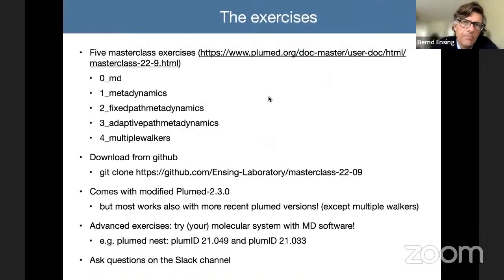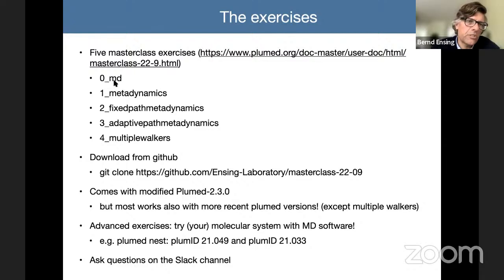This I'm going to skip. And then final notes about the exercises. So you will see that there are 5 exercises in this masterclass. They are available on the PLUMED website. I hope that everyone sees them. If you download them, you can download them from GitHub. I'll show you in a second how to do that. And you will see 5 directories that correspond with the 5 exercises.